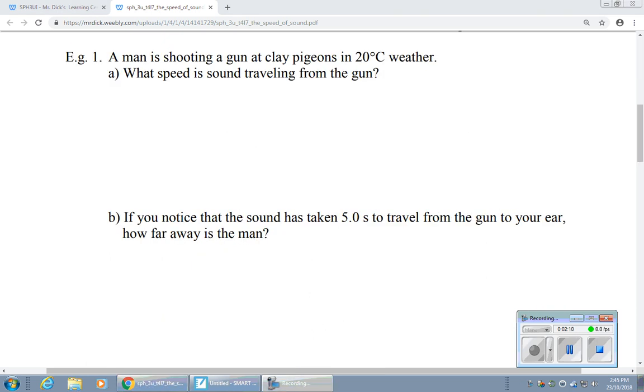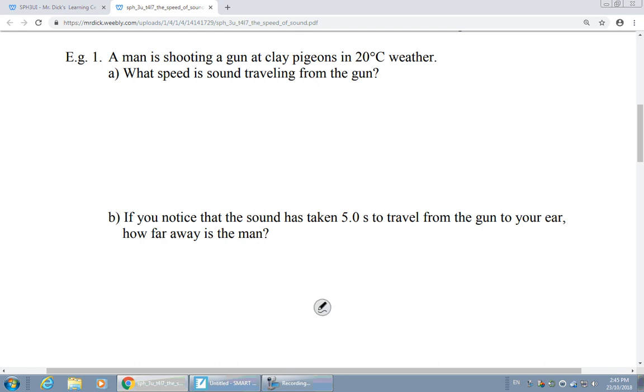And now we can use that formula and see what kinds of things we can learn from it. So for example, if we have a man who's shooting a gun at some clay pigeons, so just doing a little bit of target practice, and we know that it's 20 degrees Celsius outside, we should be able to figure out how fast the sound is traveling away from his gun.